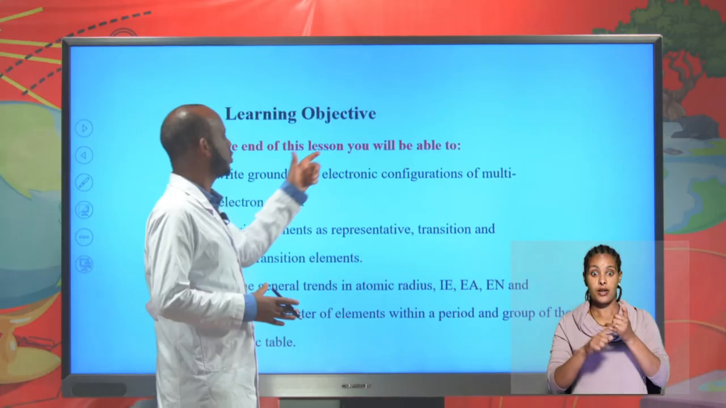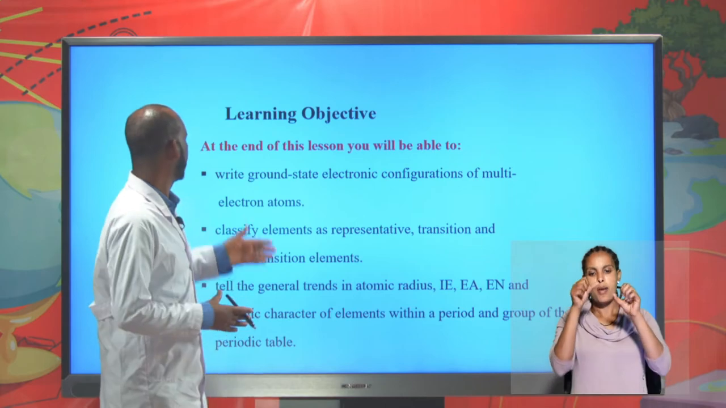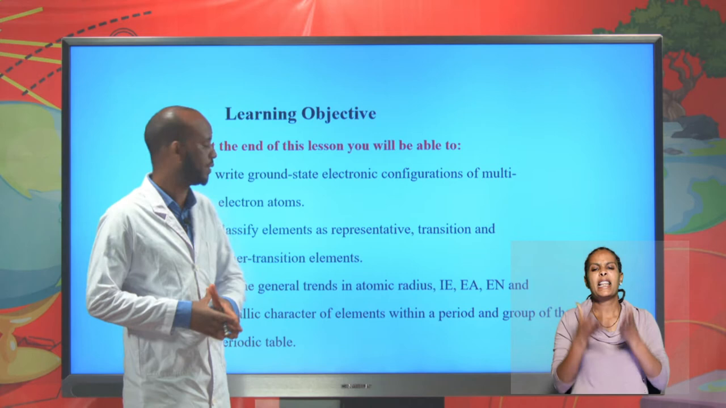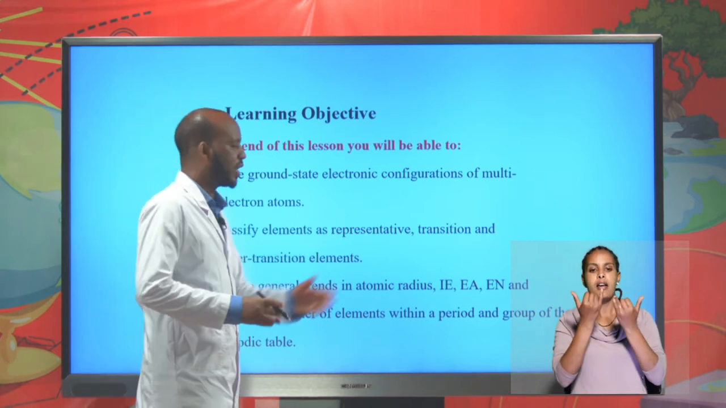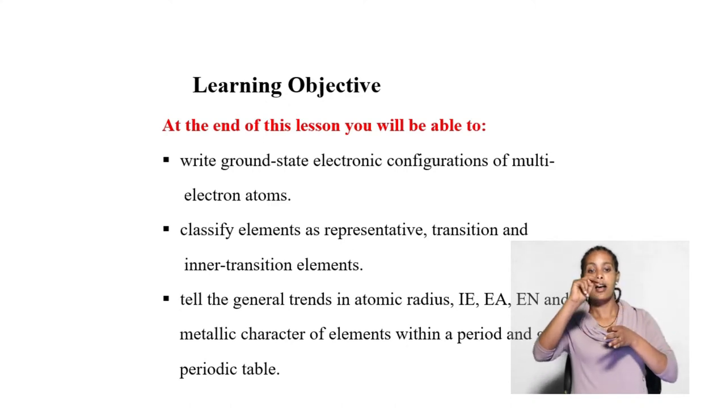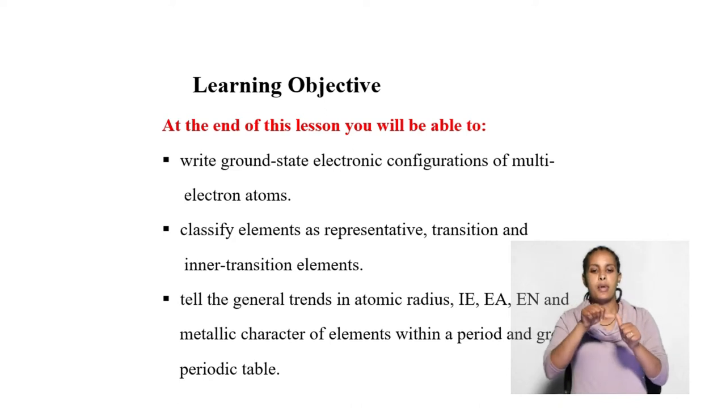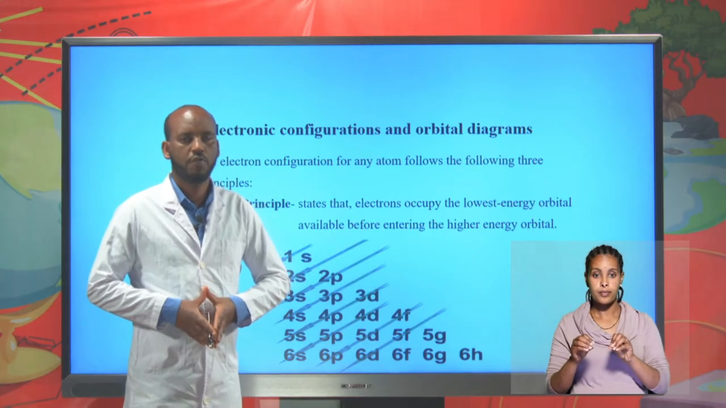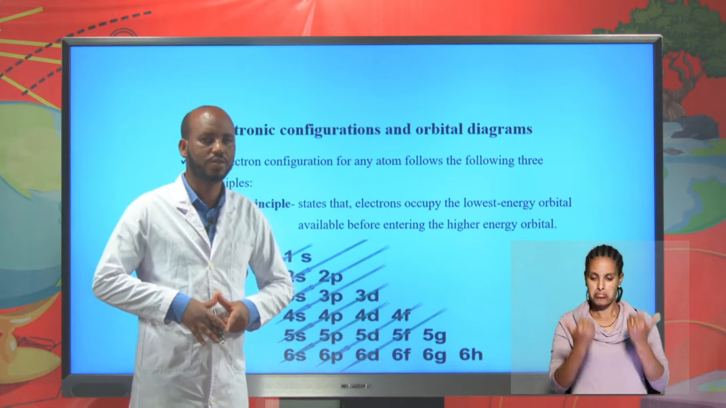At the end of this lesson, you will be able to write ground state electronic configurations of multi-electron atoms, classify elements as representative, transition and inner transition elements, and tell the general trends in the atomic radius, ionization energy, electron affinity, and electronegativity. Students, if you are ready, then we will get started.